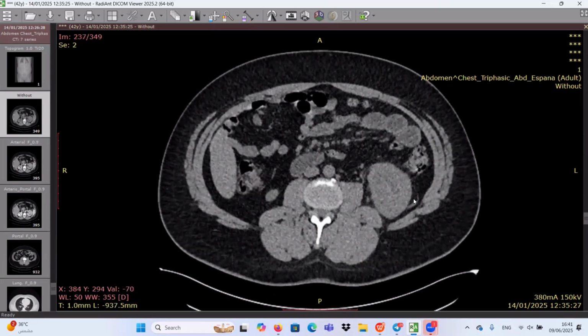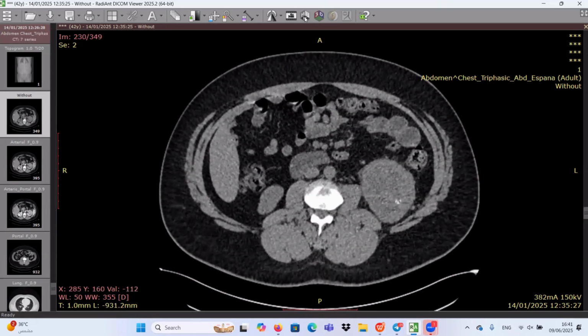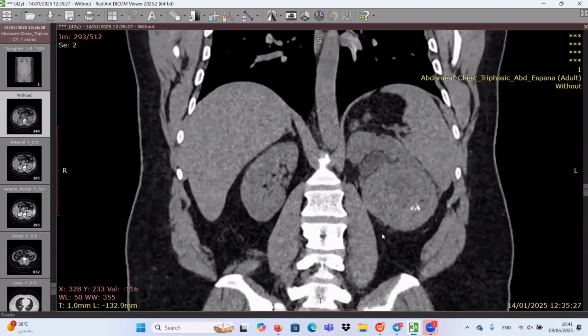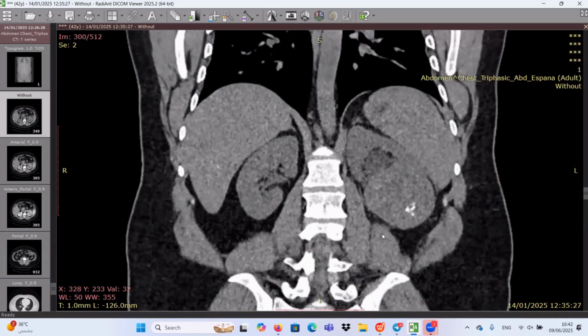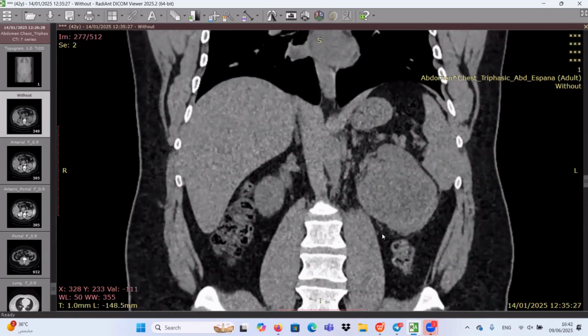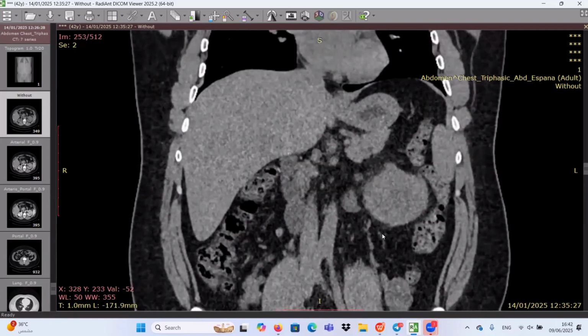There is minimal perinephric fat stranding noted. The left adrenal gland is unremarkable. Actually, it is involving the mid and lower pole of the left kidney. And there is a dilatation of the left upper pole calyx.